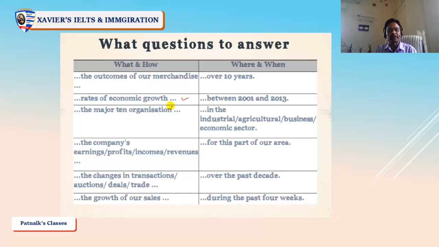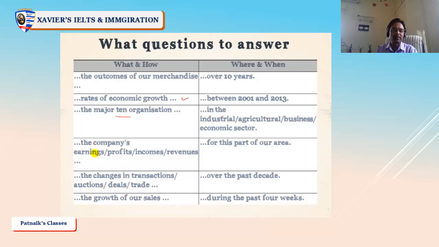The major 10 organizations, okay? Which organizations? In the industrial sector, or in the agriculture sector, or in the business sector, or in the economic sector? Which sector, right? What happened to them? Have they grown or have they shrunk, right? So these types of words will be joined with these types of phrases. The major 10 organizations in the industrial sector have grown during the period. So this way we can frame the sentences, right?